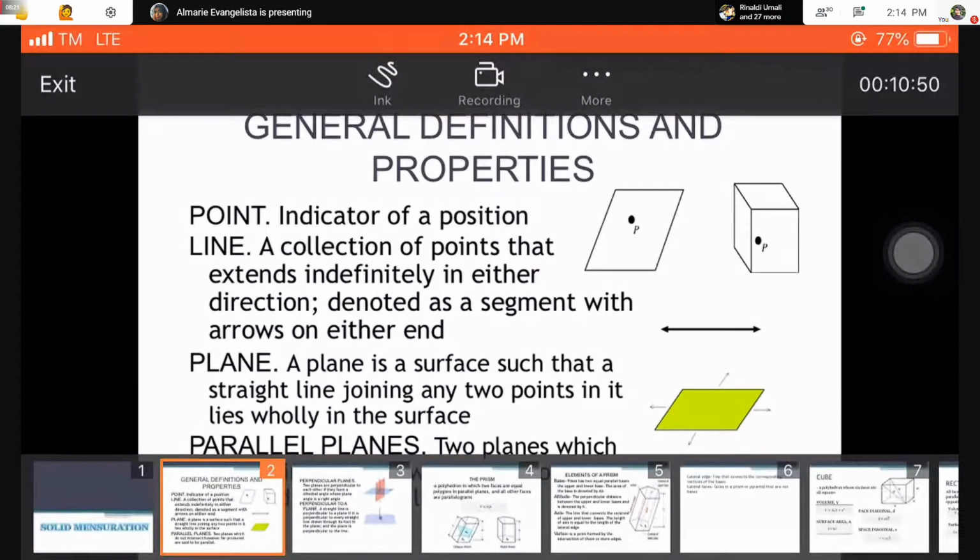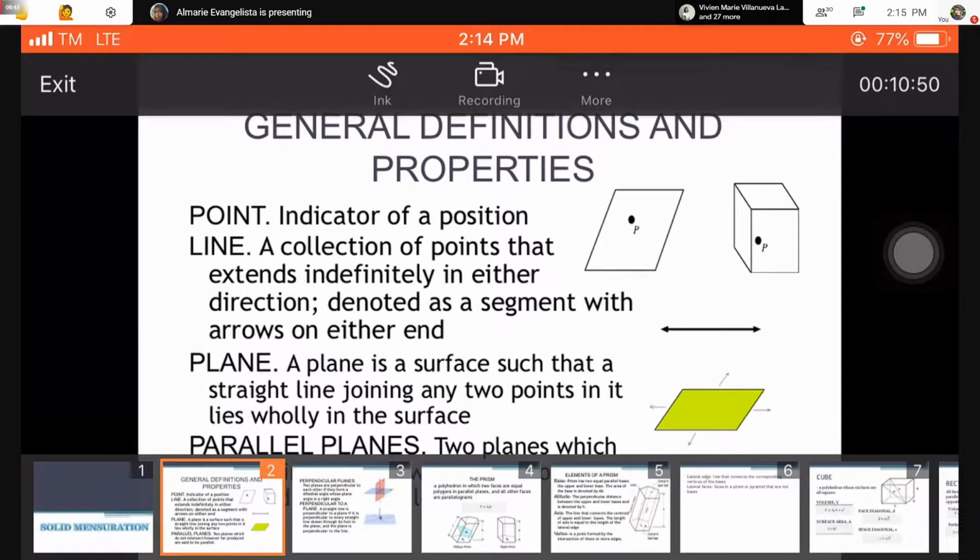And next naman is yung line. A line is a collection of points that extends indefinitely in either direction, denoted as a segment with arrows on either end. Ito yung nabubuo kapag ini-extend mo yung point.